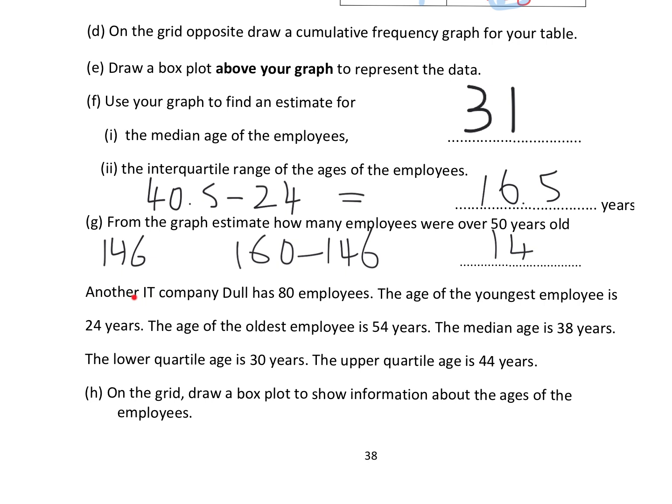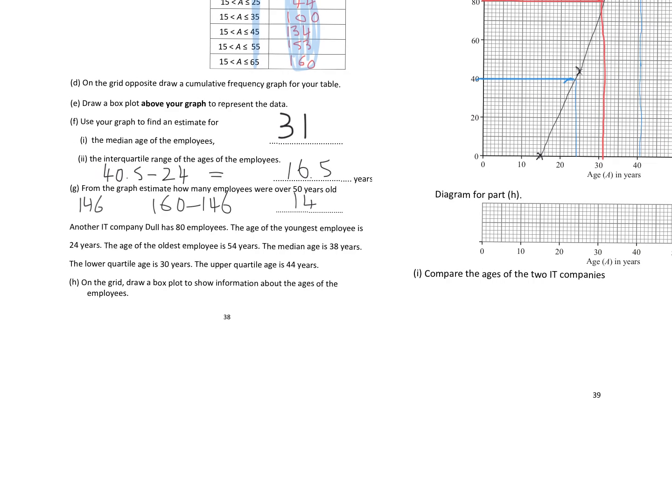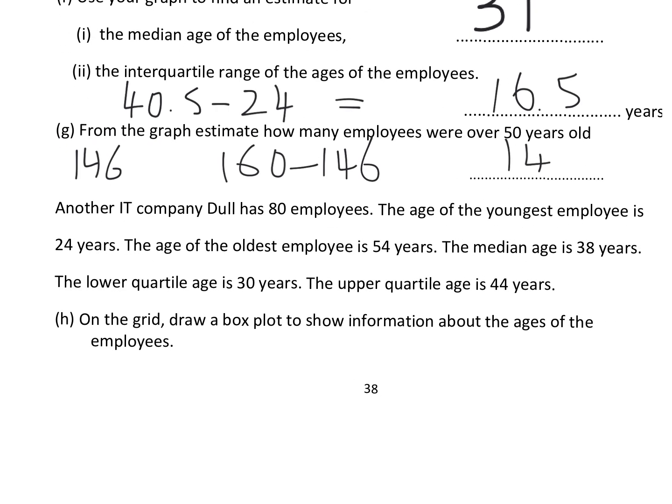Okay, now we've got another IT company, Dull, which has 80 employees. The age of the youngest employee is 24. The eldest is 54. The median is 38. Lower quartile 30 and upper quartile 44. Part H says on the grid, draw a box plot to show information about the ages of the employees. So they pretty much just give you the answers here. I'll try and remember these numbers from smallest to biggest.